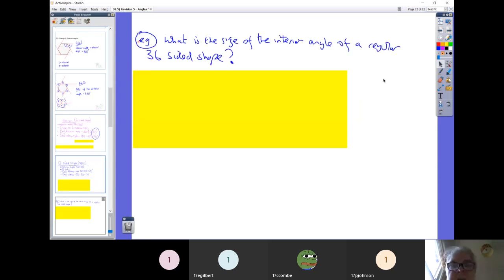Okay, so can you, another one please, work out the size of each of the interior angles for a 36-sided shape?